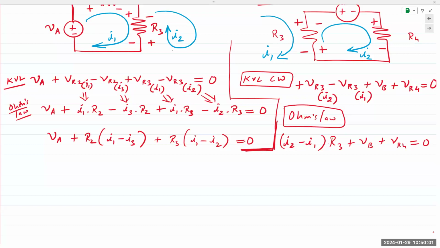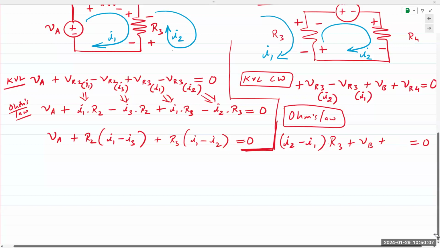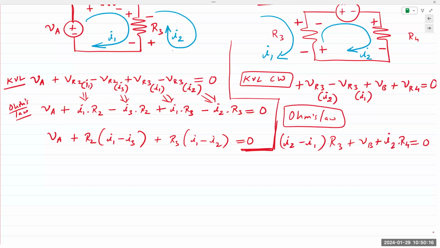Would you also want to put VR4 in terms of I2 and R4? Oh, yes. Thanks. Monday morning blues. I2 times R4, which was the point of analysis. We want to express each voltage drop across each resistor. So I2 times R4. Does that make sense?